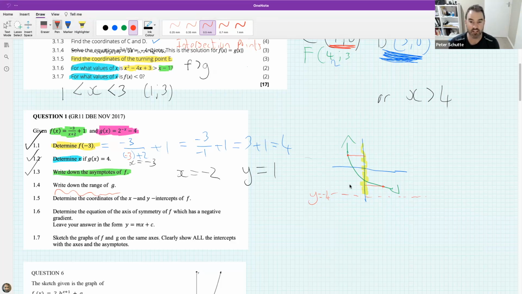Okay, because I don't think it's going to be less than -4. I think it's going to be above the -4. And so the range should be that y is greater than -4. It's basically all these y values here. The exponential function can never get below those dotted lines there.